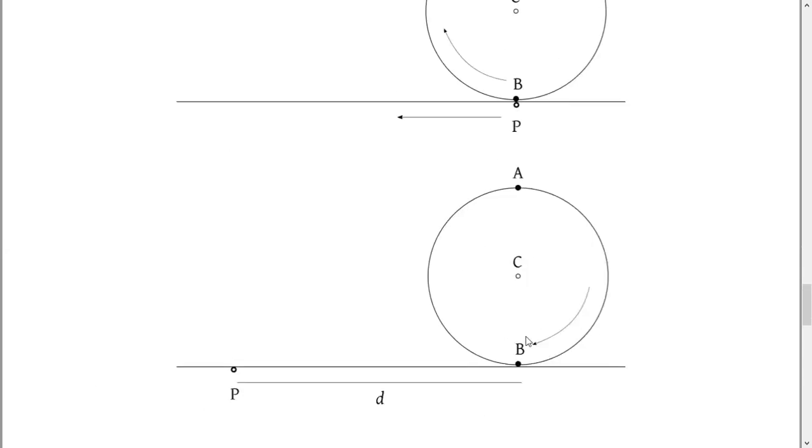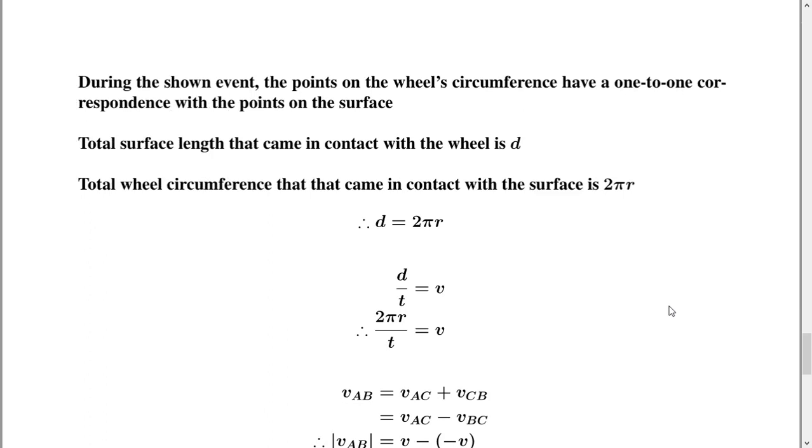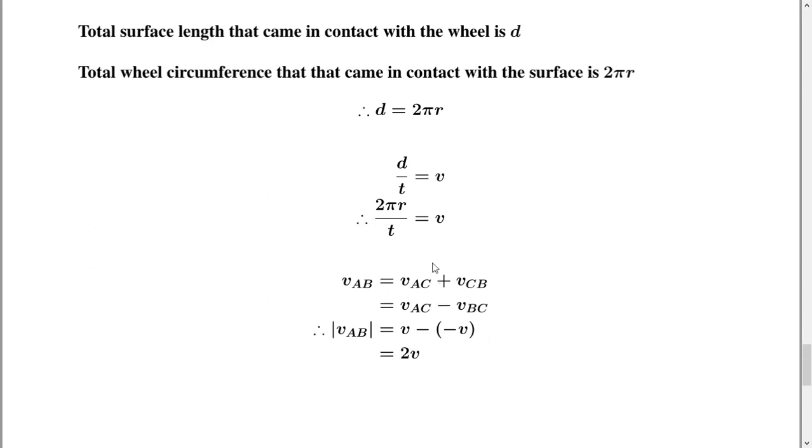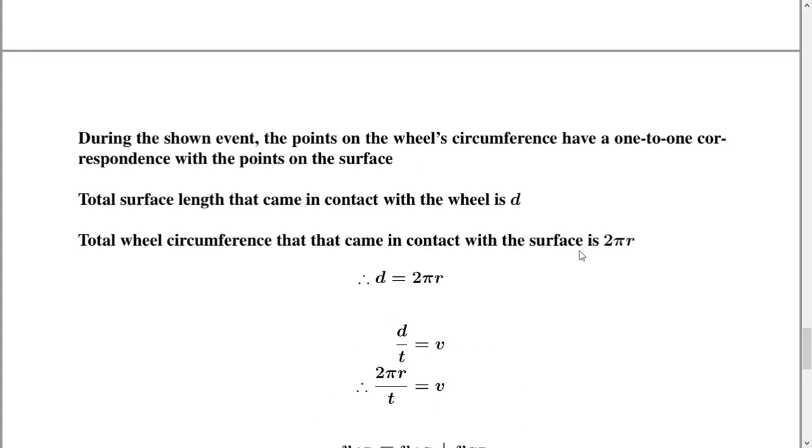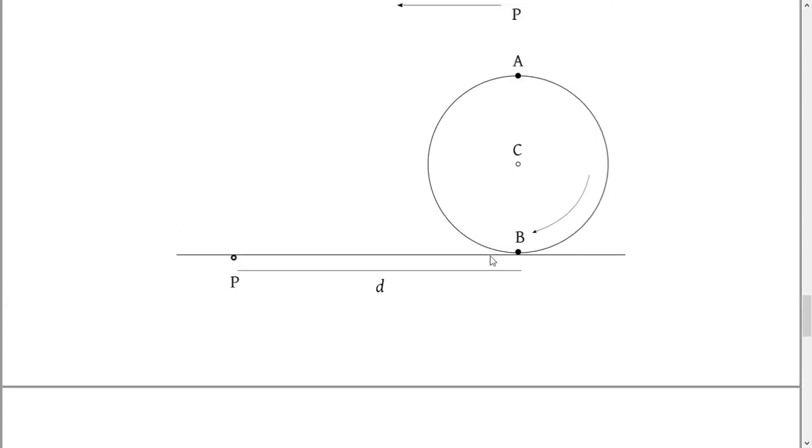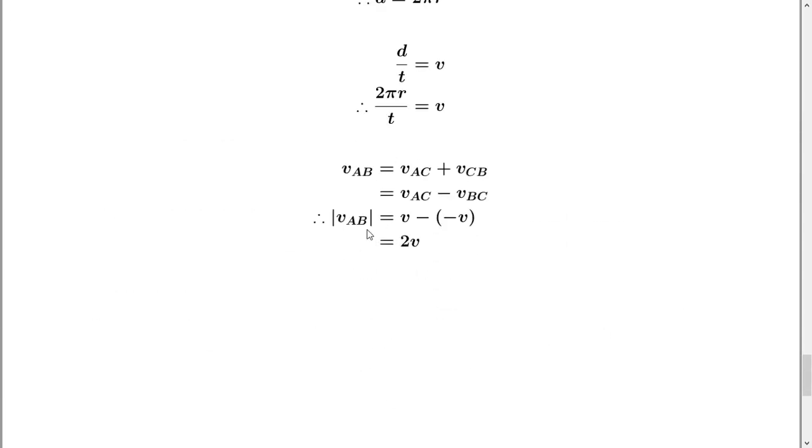But 2 pi r by t is nothing but the speed of rotation of B around C, because in time t B has traveled the distance of 2 pi r. So the speed of rotation of B around C is 2 pi r by t. In other words, VBC is 2 pi r by t. VAC is also equal to 2 pi r by t. But 2 pi r by t equals v. So VAC is v and VBC is minus v, again, because A and B are traveling in opposite directions. And then using the same set of arguments we used earlier, we can find VAB equals 2 times v.